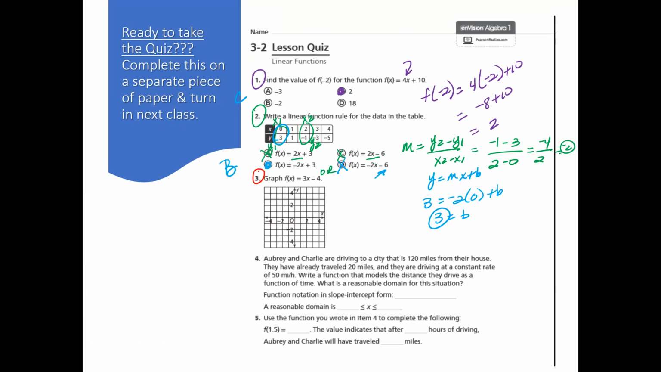Number 3, when I'm graphing this, my y-intercept is a -4, so put a dot there. My slope is a 3 over 1 because that number is right in front of the x. So I'm going to go up 3 over 1, up 3 over 1, and ta-da, there is my line.